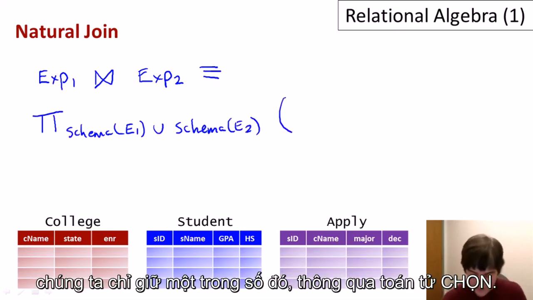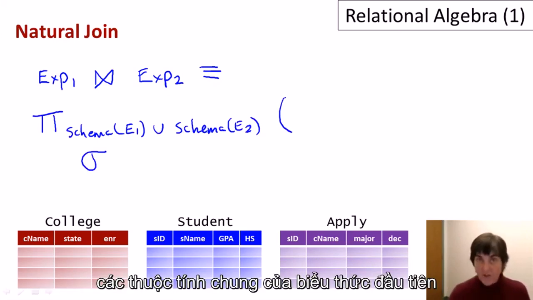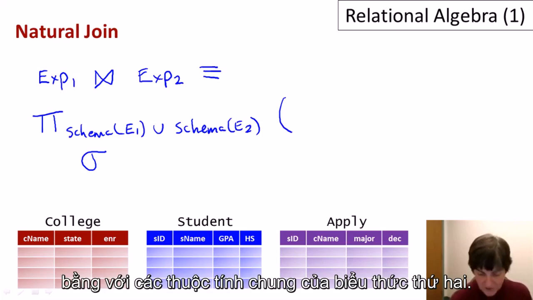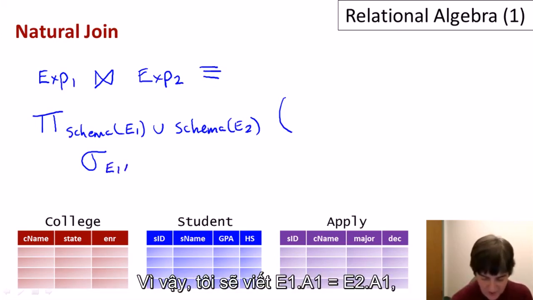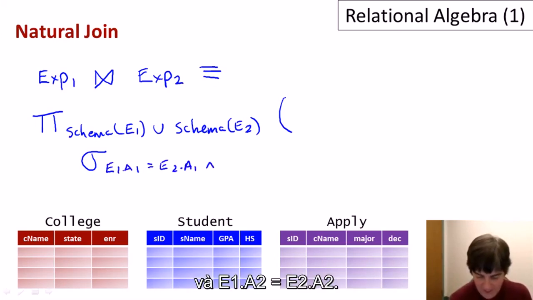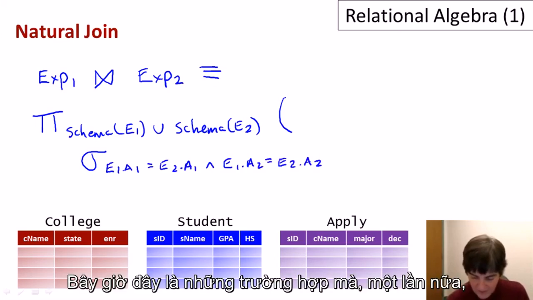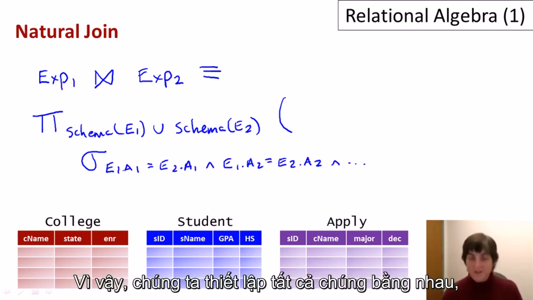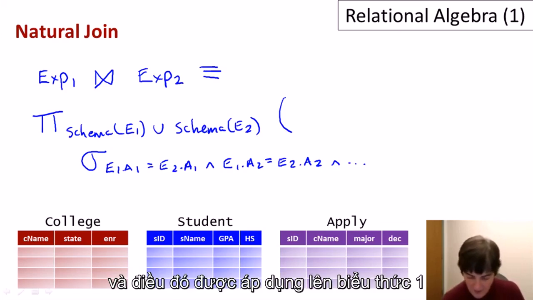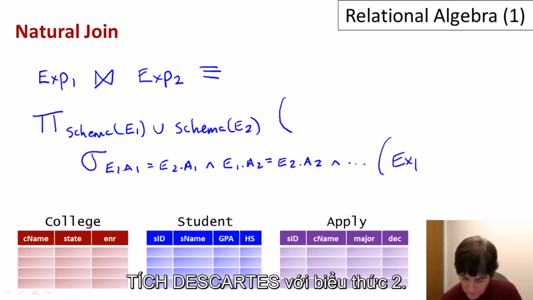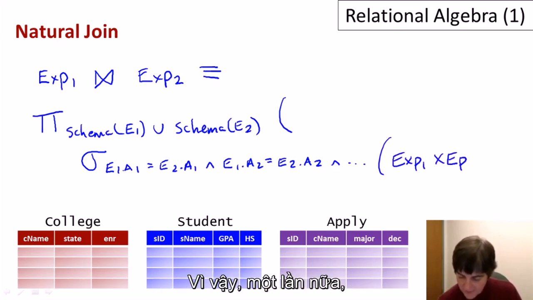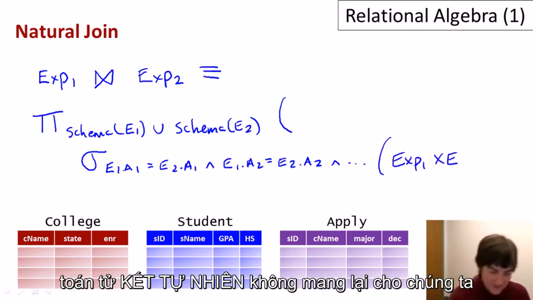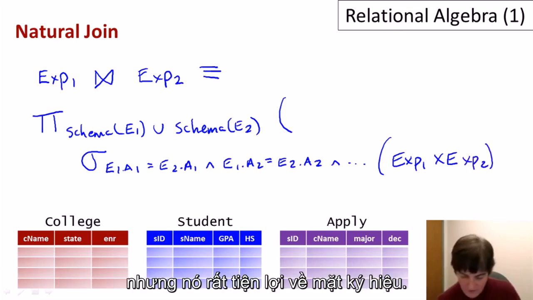Over the selection of, now we're going to set all the shared attributes of the first expression to be equal to the shared attributes of the second. So I'll just write E1.A1 equals E2.A1 and E1.A2 equals E2.A2. Now, these are the cases where, again, the attributes have the same names, and so on. So we're setting all those equal, and that is applied over expression 1 cross product expression 2. So again, the natural join is not giving us additional expressive power, but it is very convenient notationally.